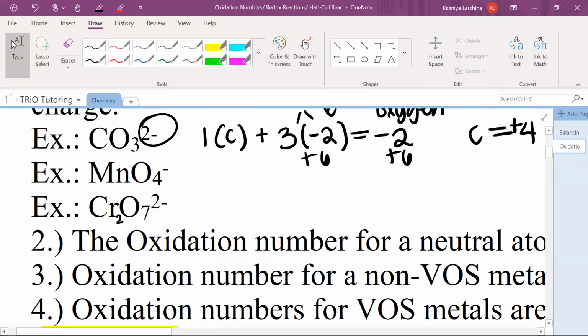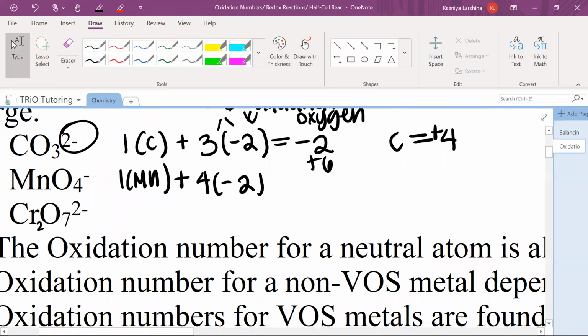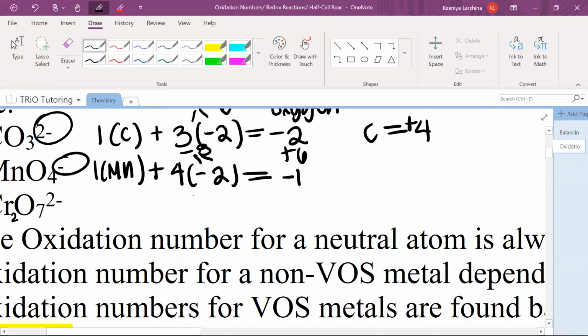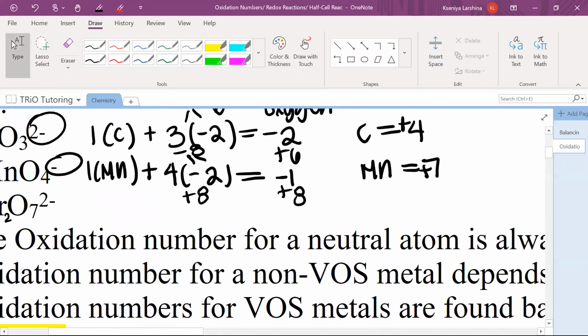Now we're going to find manganese. We have 1 manganese plus 4 oxygens, and it's equal to -1. So 4 times -2 equals -8. We add 8 to the other side to get manganese on its own. So Mn equals +7, because 8 subtract 1 equals 7.